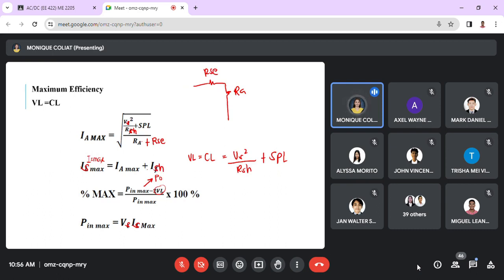Then to get the percent max or maximum efficiency, we have the maximum input power minus 2PL, wherein PL or CL is equal to VS squared over RSH plus SPL, divided by PIN max times 100%. Okay, so to get PIN max, that is VS times IS max. Saan galing ito?